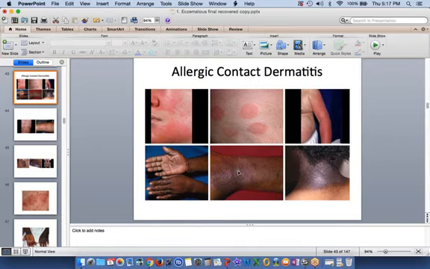You'd like to get a history of what the contactant was. So history in this case is important. Sometimes it's due to things you place on it, and that's why it's called allergic contact. You've been in contact with something. Poison ivy, oak, or sumac is a form of allergic contact dermatitis.